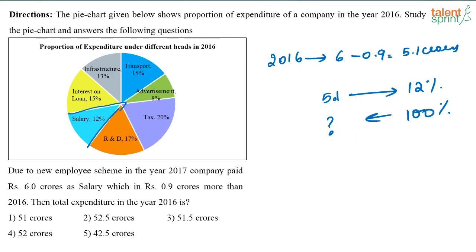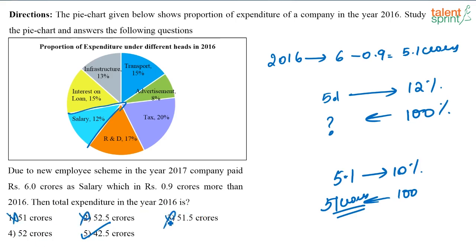See, in this question you need not solve it. By looking at the options you can say the answer is 42.5 crores. How do I say that? See, if 5.1 represents 10%, then what is the total expenditure? The total expenditure would have been 51 crores. Now here 5.1 is representing 12%. So basically the total expenditure has to be less than 51 crores. If you look at all the options given here, all the options are greater than 51 crores, or one option is equal to 51 crores.